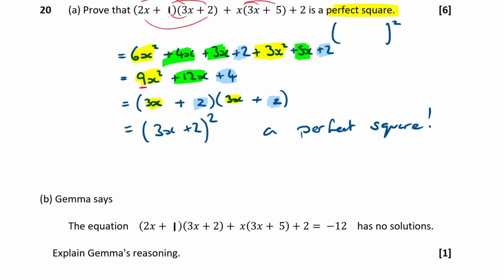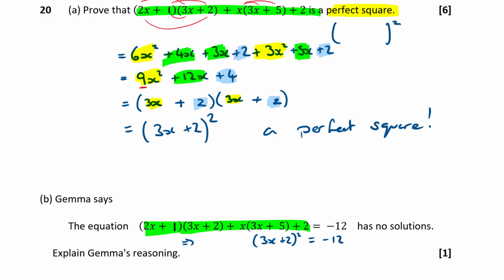Now part B says, Gemma says the equation 2x plus 1 times 3x plus 2 plus x lots of 3x plus 5 plus 2 is equal to minus 12 has no solutions. Explain Gemma's reasoning. Okay, well, all this here is the same thing as what we had up here, isn't it? It's the same expression. Okay, and we've just shown that can be rewritten as a perfect square. So I can rewrite that as 3x plus 2 all squared is equal to minus 12.